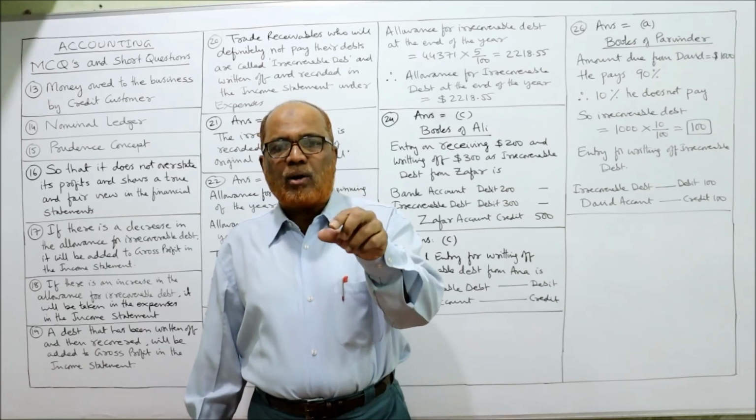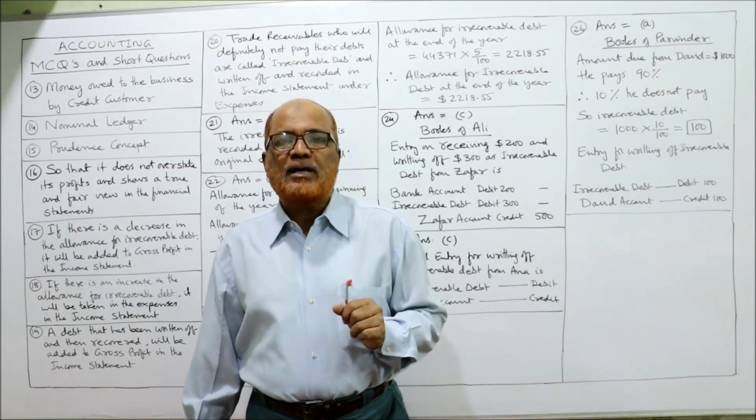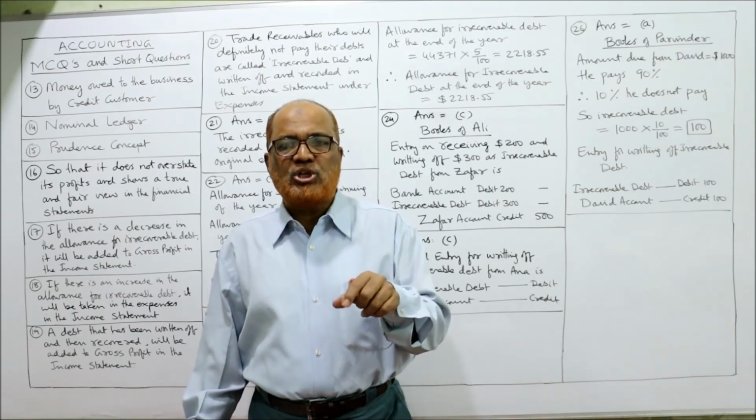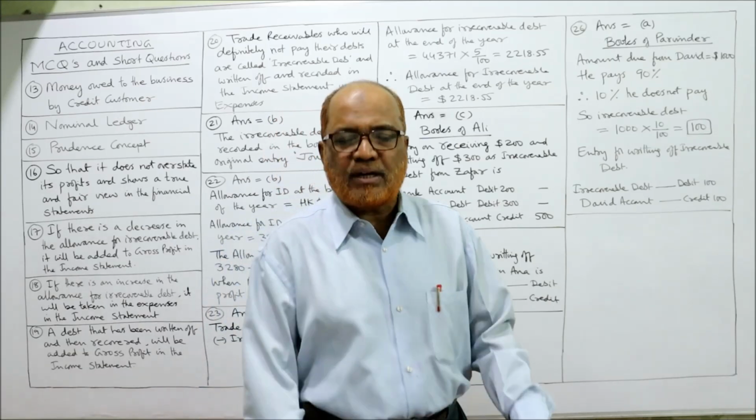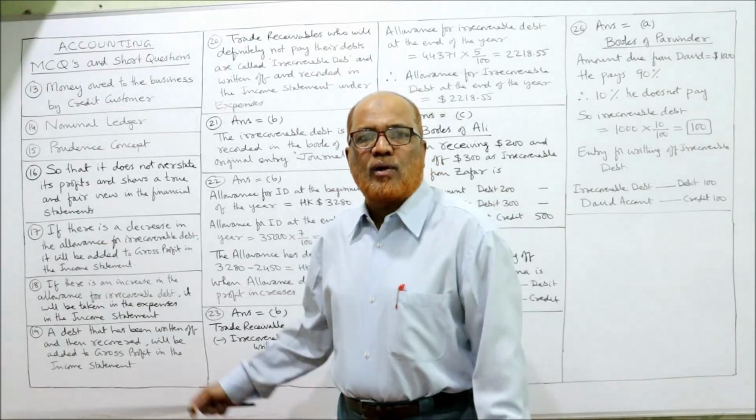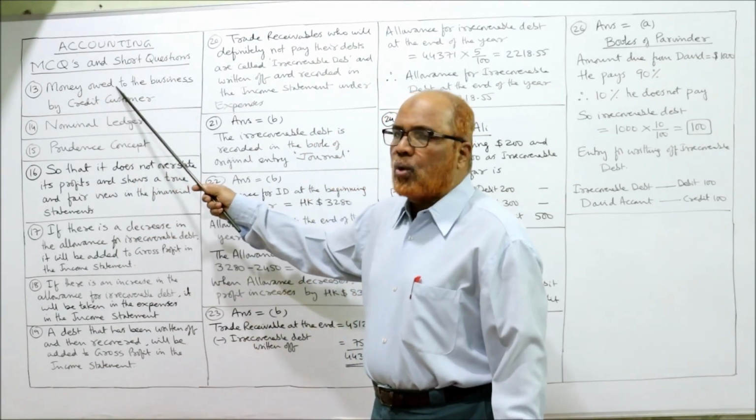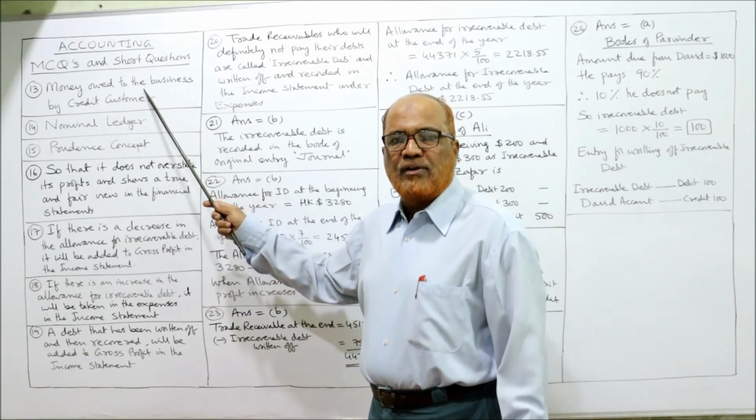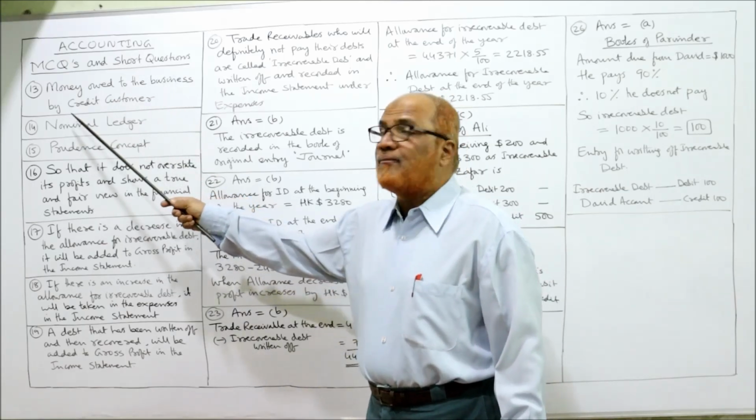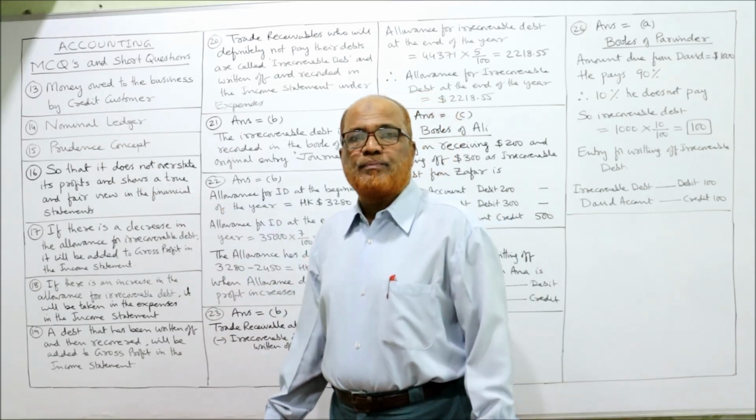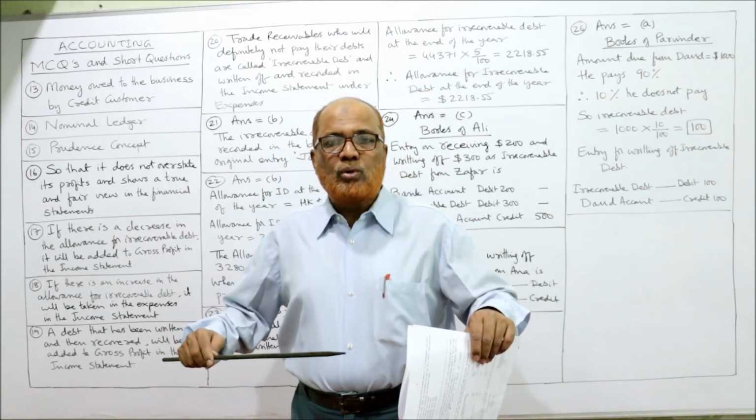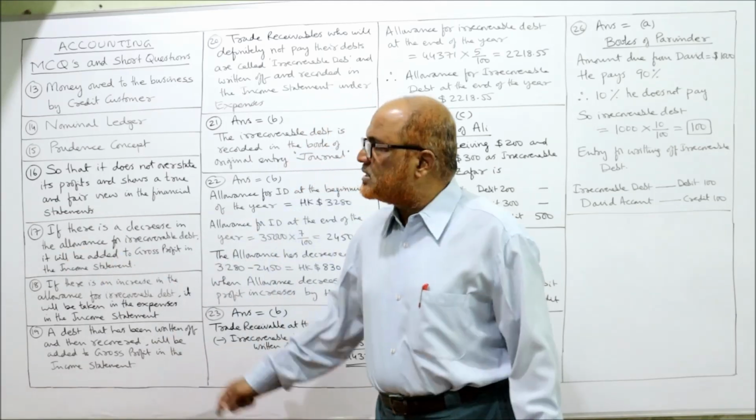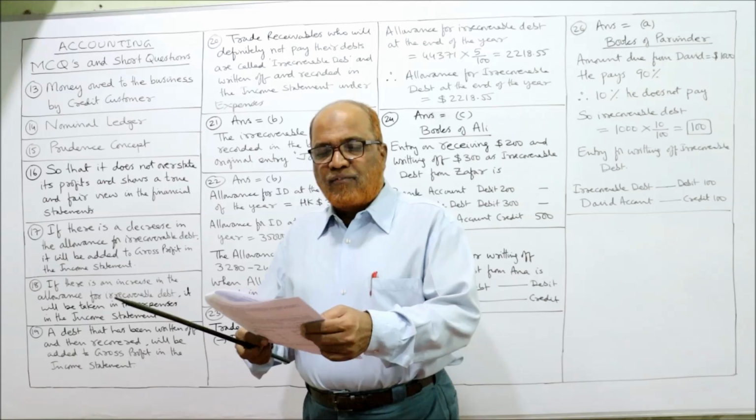Receivables means the amount due from the credit customers. Receivables means the money which is due from the credit customer. That is called receivable. So you can say money owed to the business. Money due or owed to the business by the credit customer. That means the amount is due to the business from the credit customer. That is called receivable.